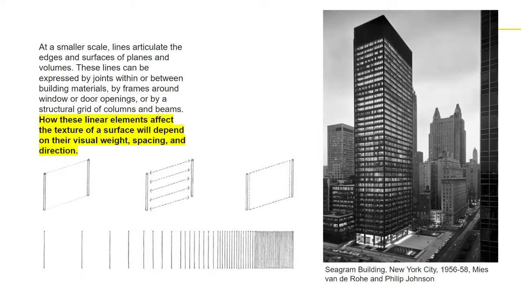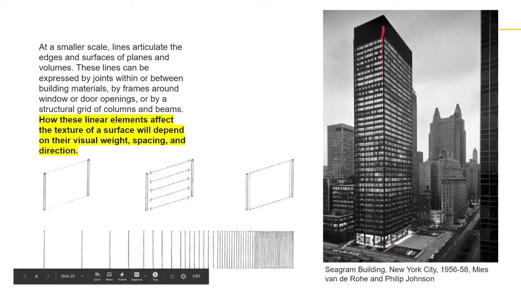It's very much experienced through architecture, since we experience these in a very visual approach, especially in larger scale construction. How these linear elements affect the texture of a surface will depend on their visual weight, spacing, and direction. So these are an example. It would actually vary with regards to the spacing and the weight that it has. For example, on your right, you have the Seagram Building.